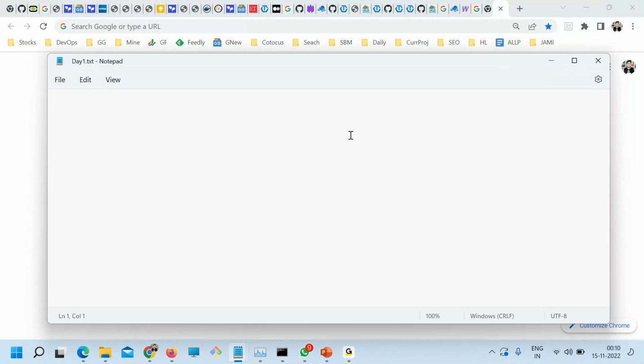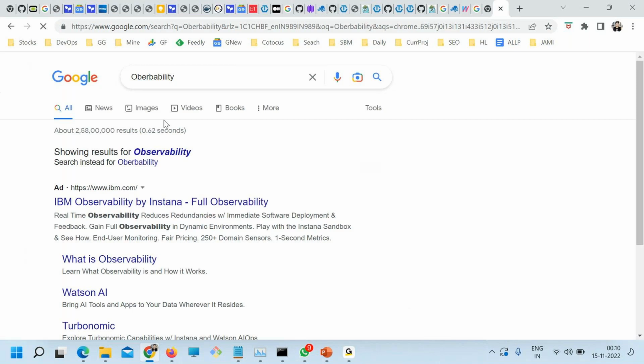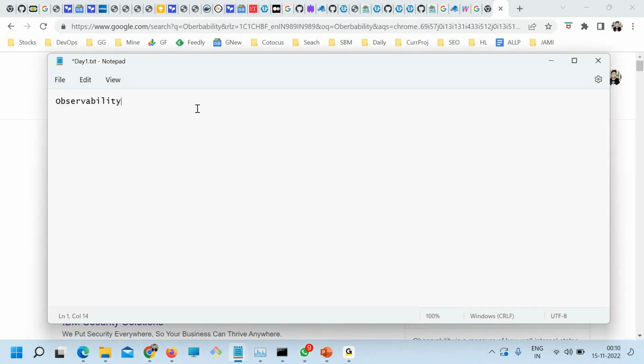Okay, so today I'm going to discuss with you some of the conceptual things about observability and traceability. There's one keyword which you might be hearing a lot, and that is called observability. Have you heard this keyword? Yes, I have. So nowadays we are hearing this keyword a lot. So what does that mean?